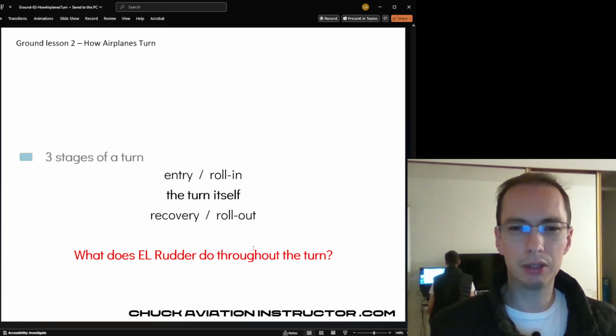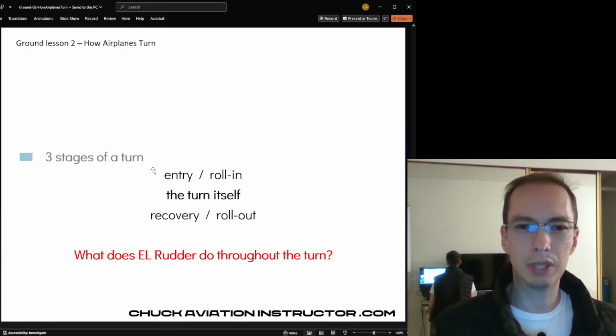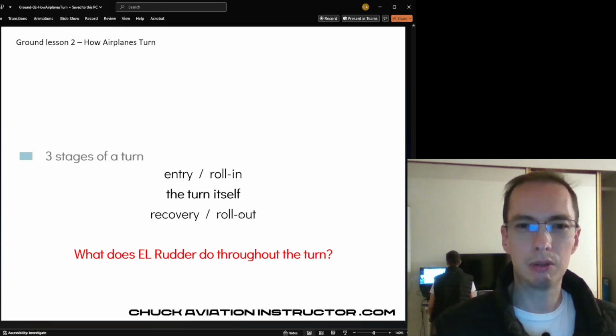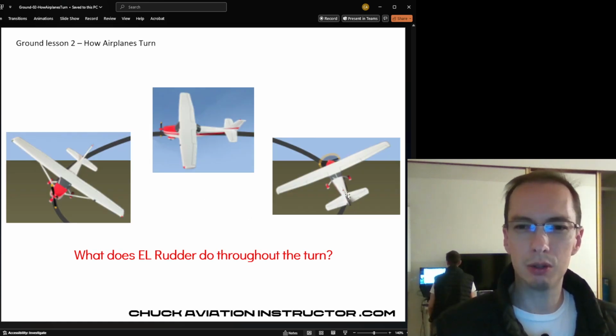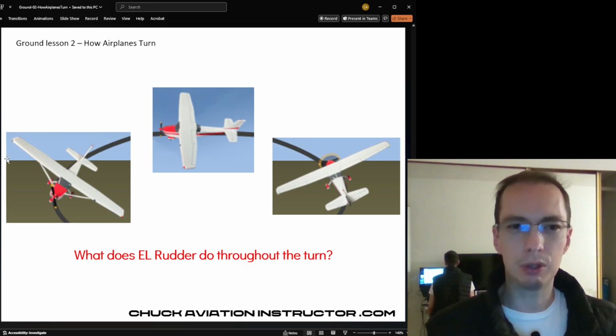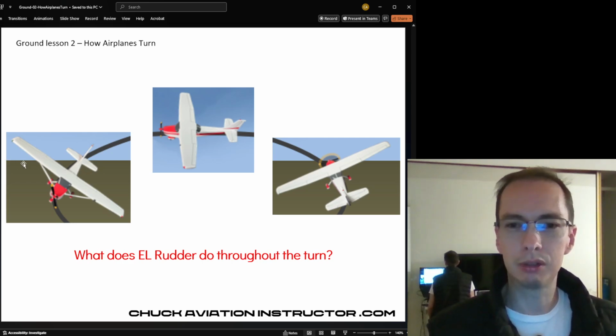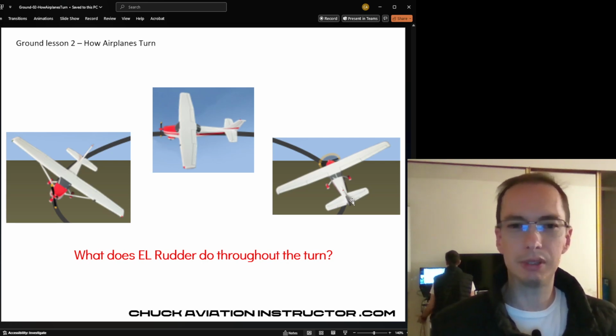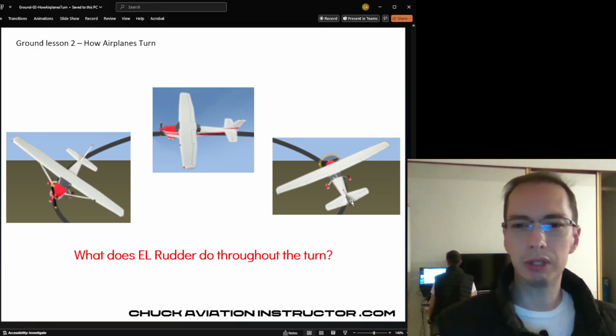But what does the rudder do throughout the turn itself during stage 2? We talked about the roll in and the roll out. Throughout the turn itself, the rudder also stays sort of streamlined with the nose. As long as there's no adverse yaw, as long as you're not using the ailerons, there's not going to be any need to compensate for adverse yaw. The rudder only compensates for adverse yaw. You don't use the ailerons, you keep the ailerons neutral, you don't need rudder.